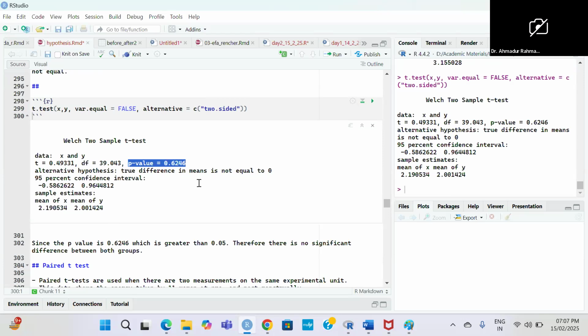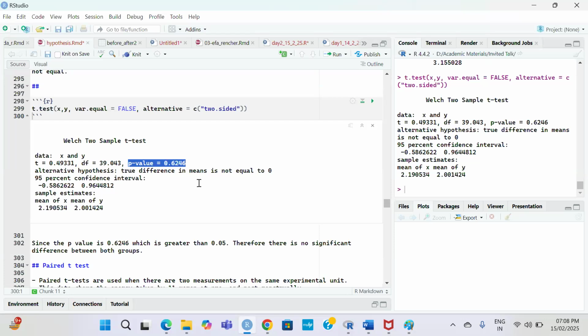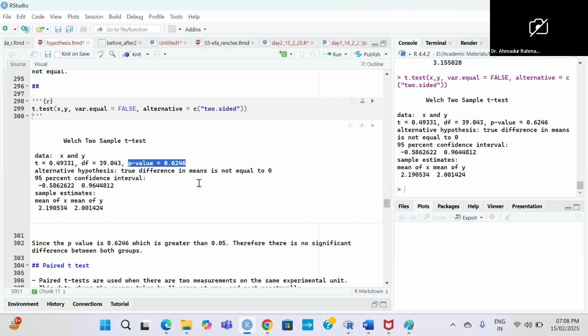The p value is 0.6246. So that is greater than 0.05, right? So we fail to reject the null hypothesis or we reject the null hypothesis? No, you are mistaken. The p value is greater than 0.05. So when our p value is greater than 0.05, then we fail to reject the null hypothesis.